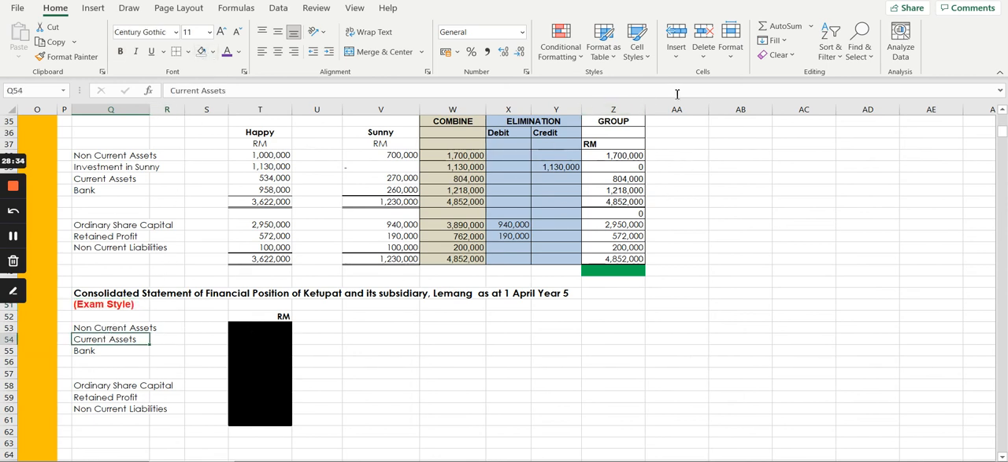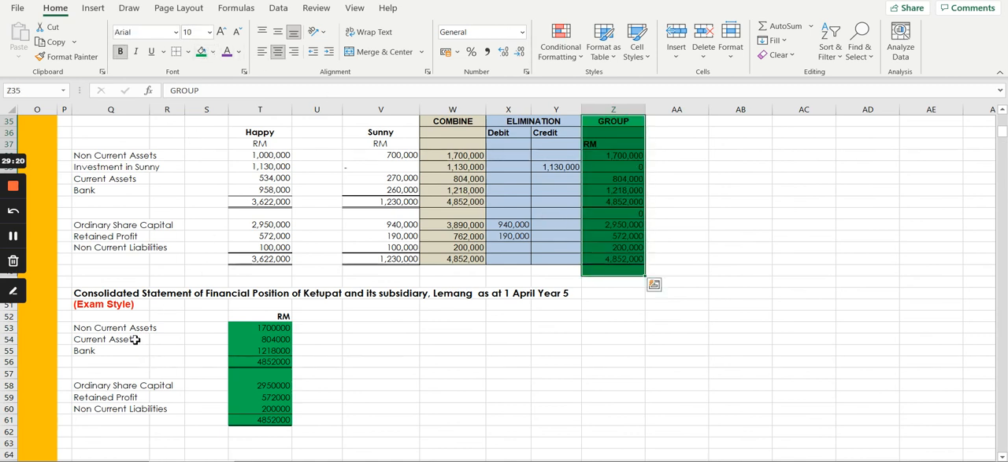So the figure that you will show here is whatever you have here. This is the one here, 804. 804 is the bank balance. Is it? No, that is the current asset. So 804 is the current asset, yes. And then bank balance is 1218. You total up that. Meaning that you just copy and paste whatever you have here and you put it here. So it should be the same.